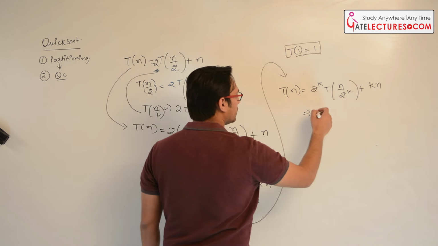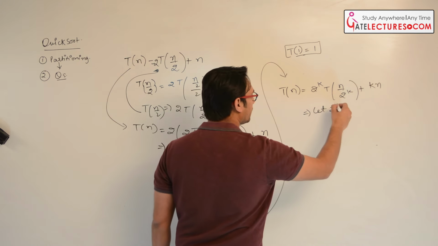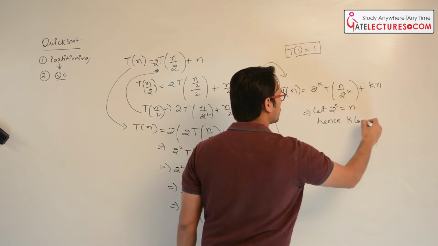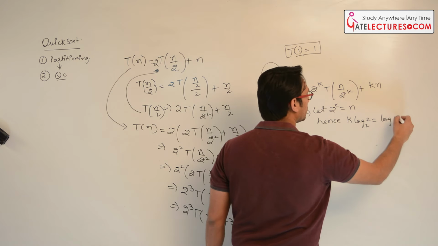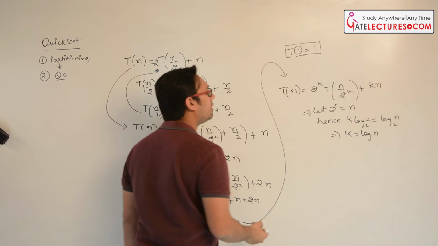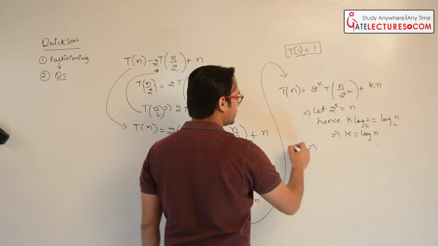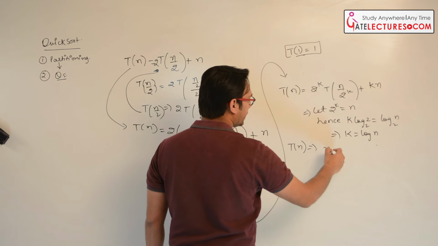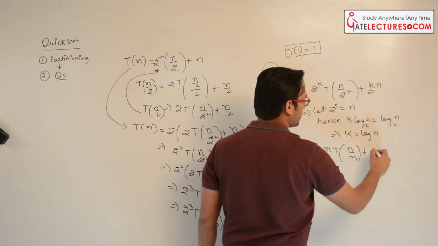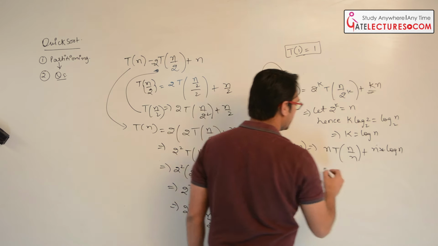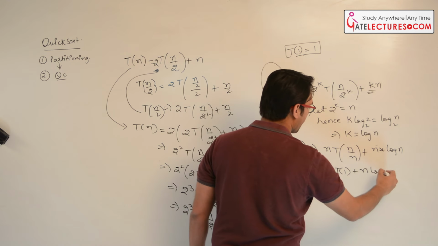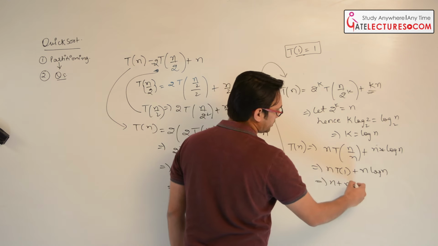Fine. So let 2^k be equal to n. Hence we can say k log 2 base 2 is equal to log n base 2, which is equal to k is equal to log n base 2. Fine. Now put these values here, therefore you are going to get T(n) is equal to n T(1) plus n log n, which is again equal to n plus n log n.